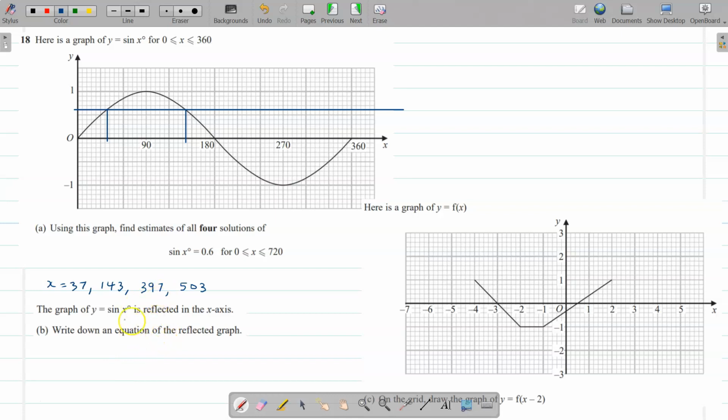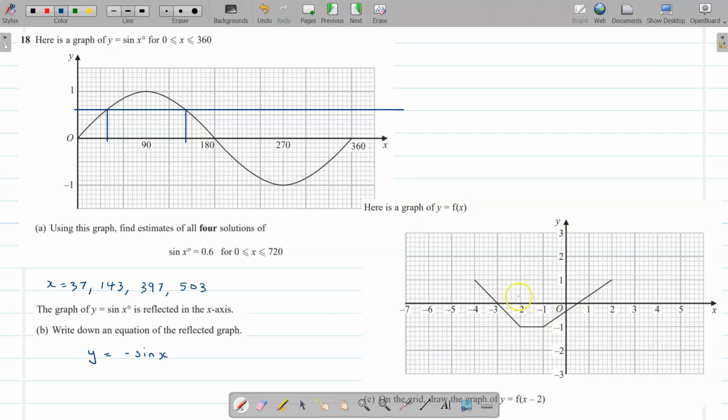Now I reflect the graph y equals sine x in the x-axis. Everything that's above becomes negative. So if it was 1, it's now minus 1. So basically the equation is simply y equals minus sine of x, and that's a reflection in the x-axis.